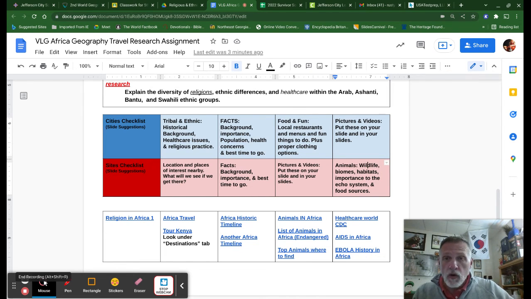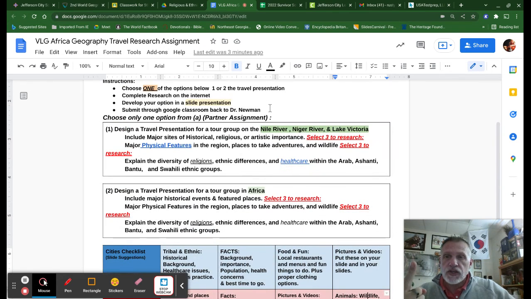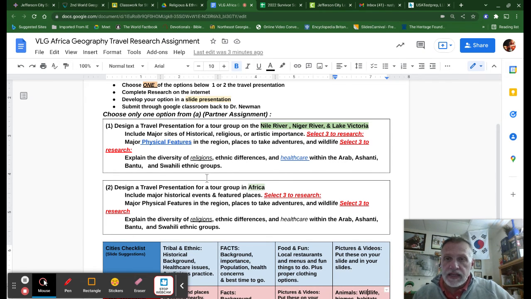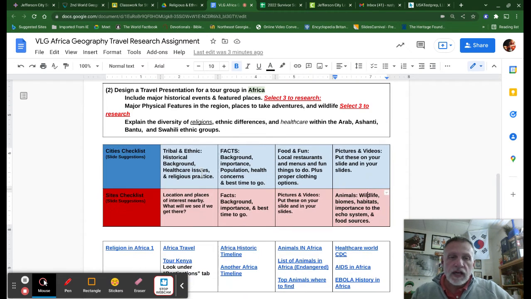So right now, pick your partner. Secondly, start doing your research. So you're going to pick one of these two, either one or two. Got it? Either one or two. Pick it. Which one are you going to do? Then start doing your research on these major things, and then you're going to turn it back into me through Google Classroom. Your slide presentation is going to be here.